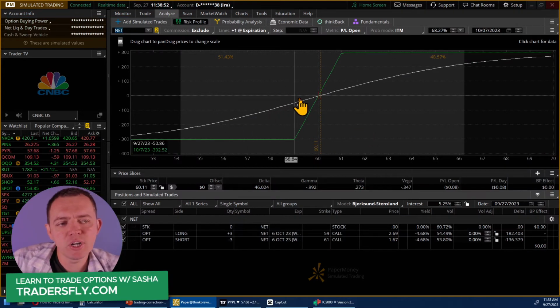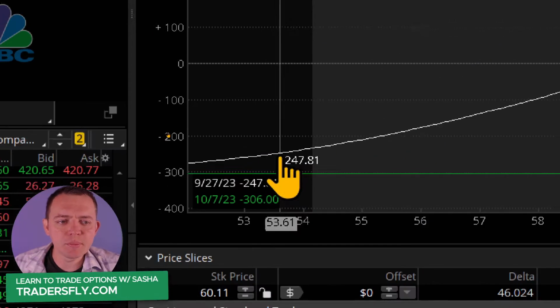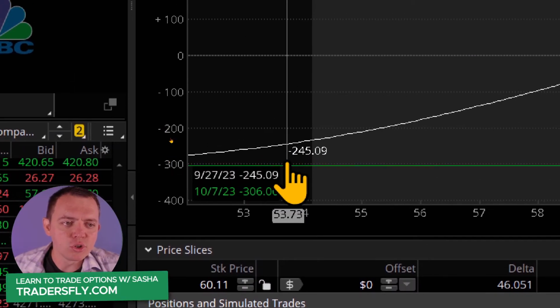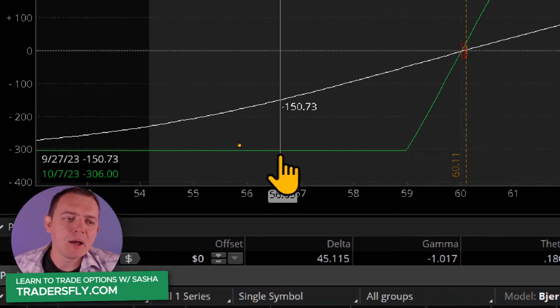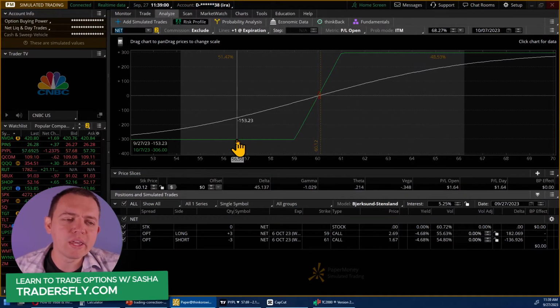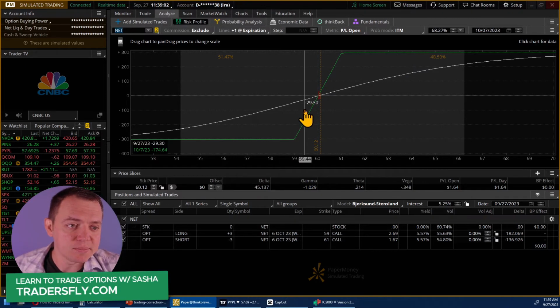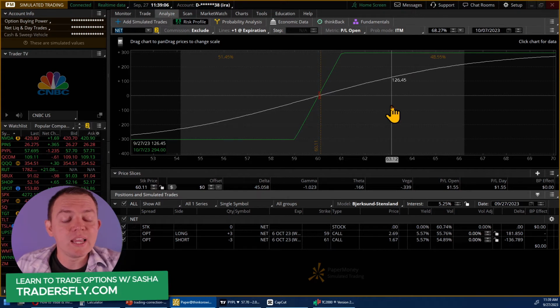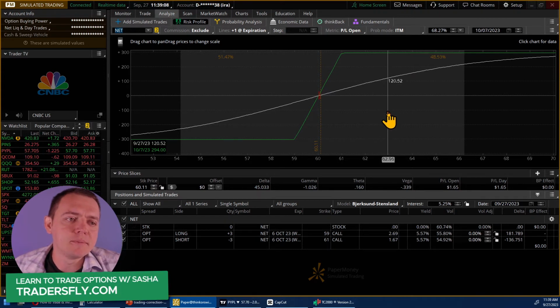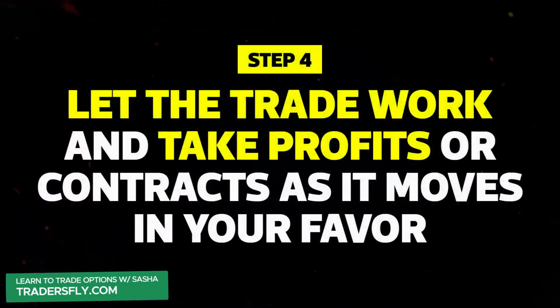These types of trades, if they go against you, you do have to be comfortable with a full max loss. You could put a stop in place here, but I'd be careful with doing something like that, because sometimes these stocks will gap down and then right away snap back up, and the trade is actually just fine. So step 4 in this process is let the trade work and take profits or contracts as it moves in your favor.